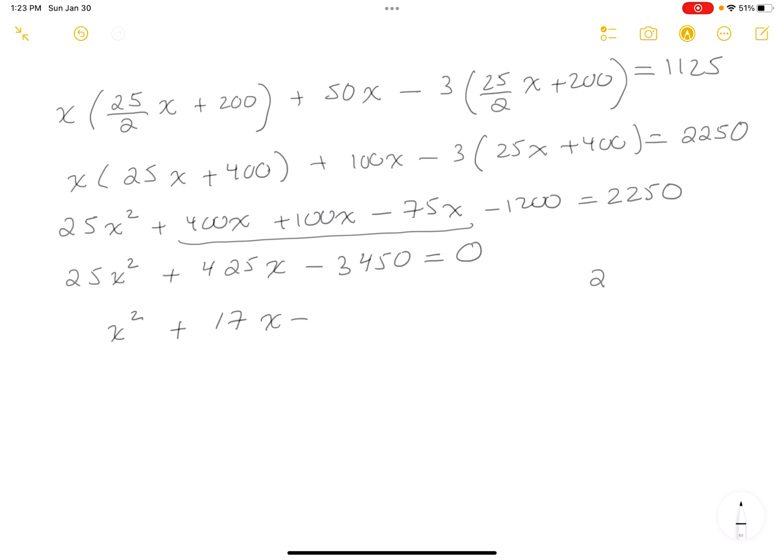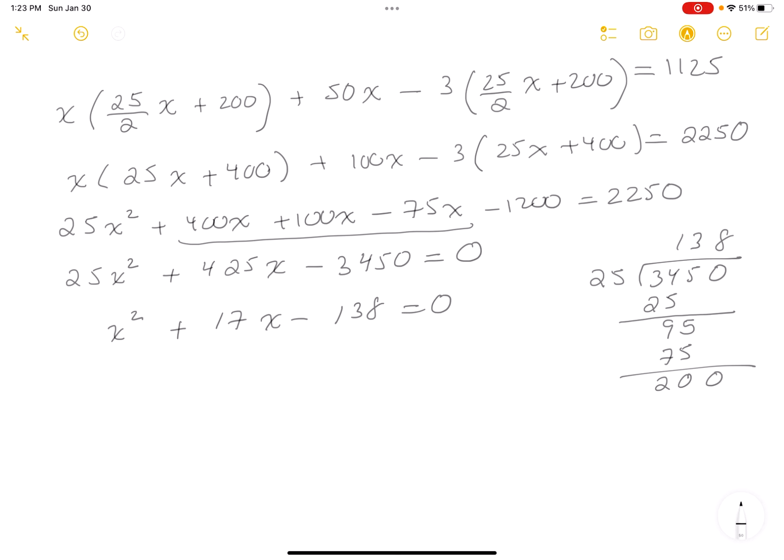Well, I'm going to write this down. 25 into 3450. That's once. That's 25. This is 9. Drop a 5. That's 3, 7, 5. And then what do you get there? You get 2, 0, 0. and that would go in 8 times, so 138. All right, again, I'm thinking this is just working out too nice. But does that mean I didn't make an error somewhere? I could have made an error. I don't know. I'm gonna look at this thing and I'll write this down for you.